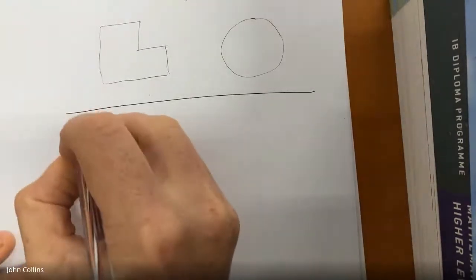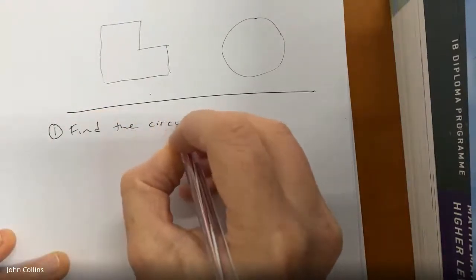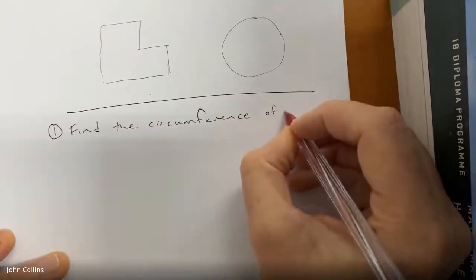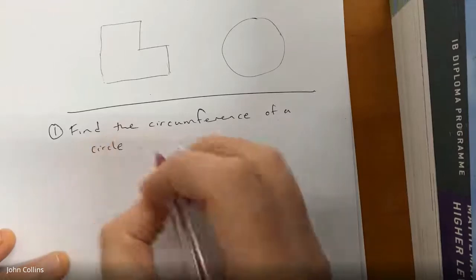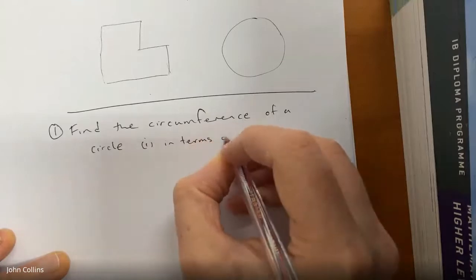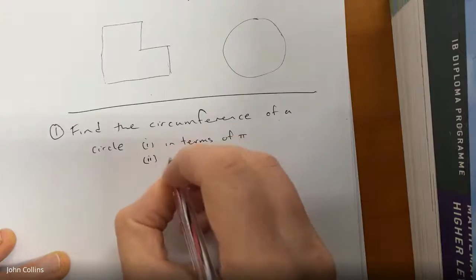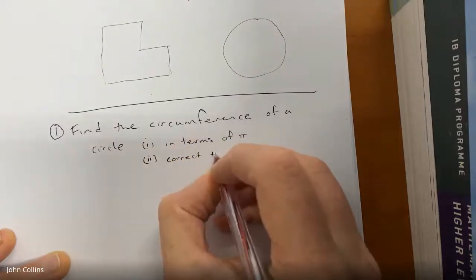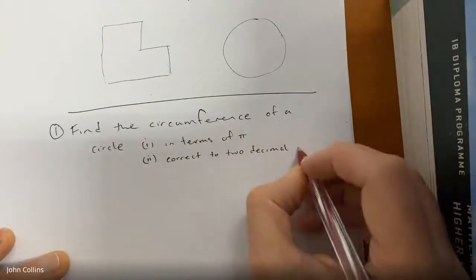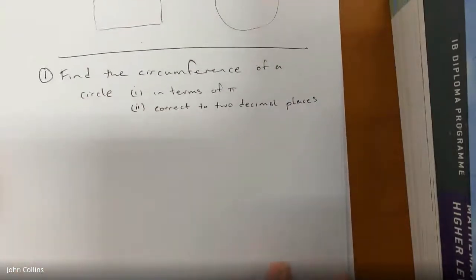The first one I'm going to do is find the circumference of a circle, and we're going to do it in terms of pi. I'm going to give one answer, and then a second answer, correct to 2 decimal places. So that would require some rounding like you did in maths.